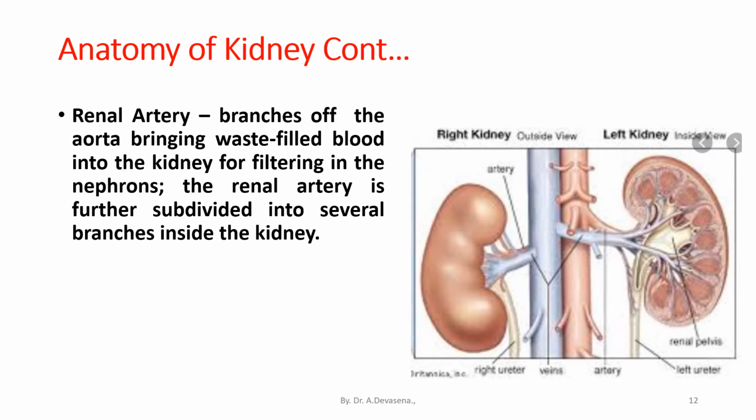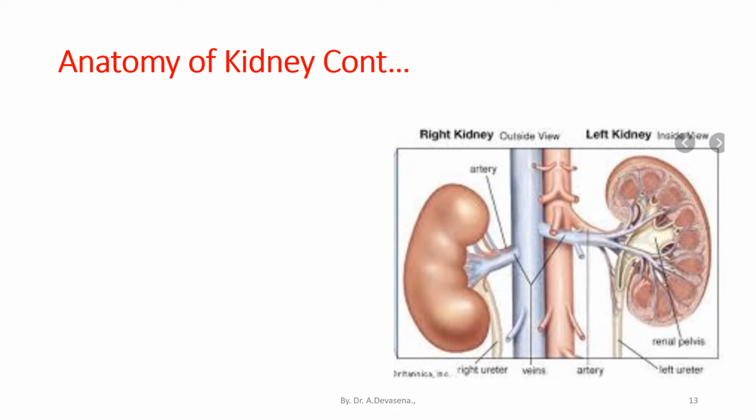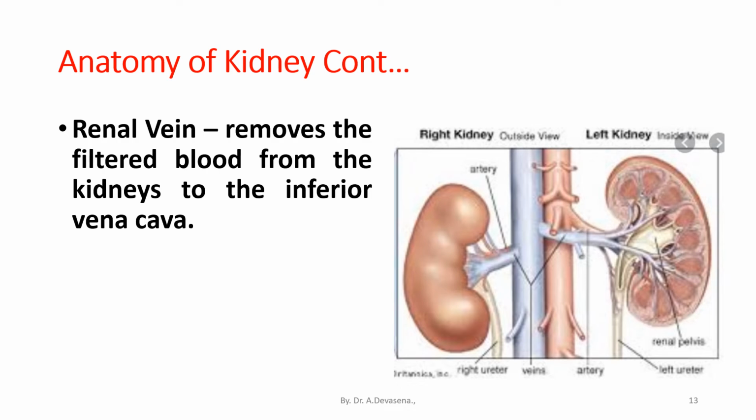Renal artery. Branches of the aorta bringing waste-filled blood into the kidney for filtering in the nephrons. The renal artery is further subdivided into several branches inside the kidney. Each minute, the kidneys receive 20% of the blood pumped by the heart. Some arteries nourish the kidney cells themselves. Renal vein. It removes the filtered blood from the kidneys to the inferior vena cava.